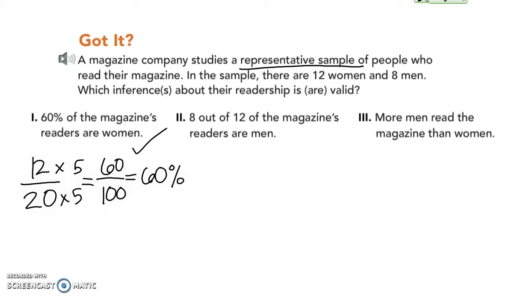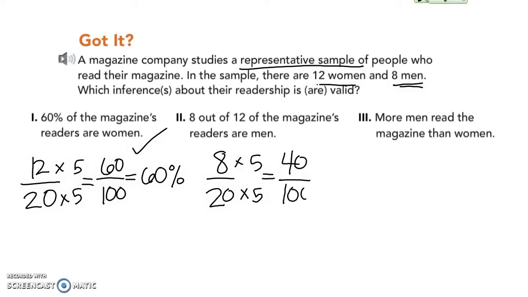All right, 8 out of 12 of the magazine's readers are men. Is that valid? Well, let's see. We know that there's 8 men out of 20, because 12 plus 8 is 20. So if I converted that to a percent, that would be 5 times 5. That would be 40 out of 100. This question doesn't want a percent. 8 out of 12, is that correct? No. It's 8 out of 20. So we would say this is not a valid inference.